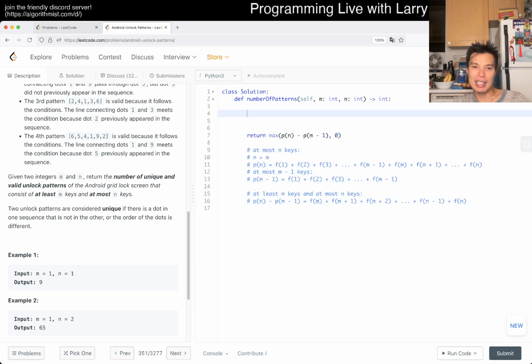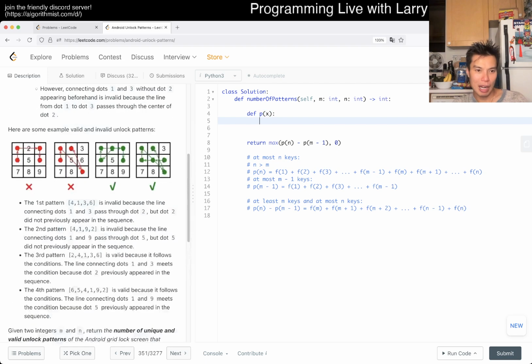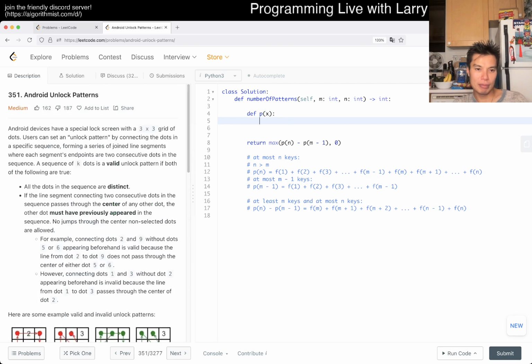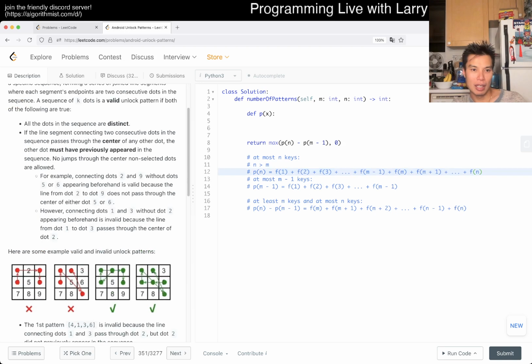But yeah, and then now we have to define this p, right? So p of x keys. How do we want to do it? This part is a little bit straightforward so far because now we want to do at most n keys, right? So it's these things.